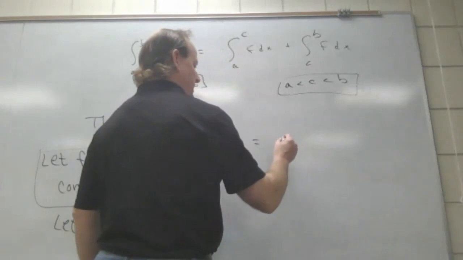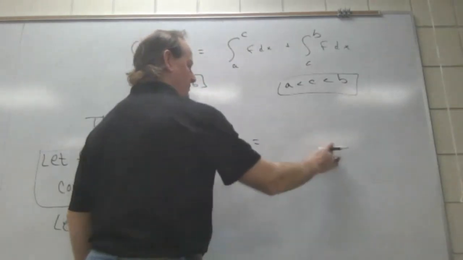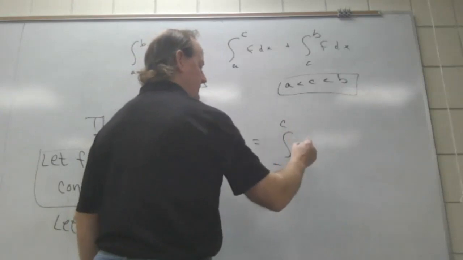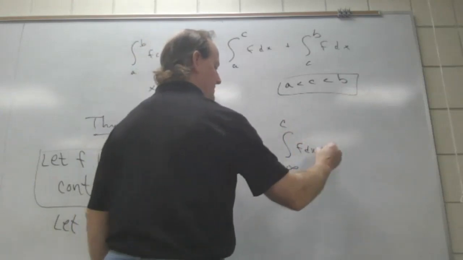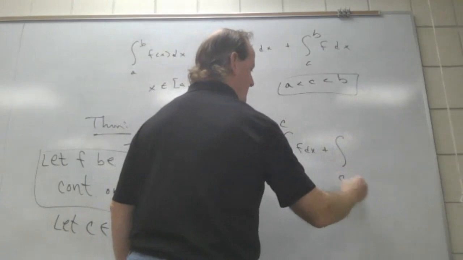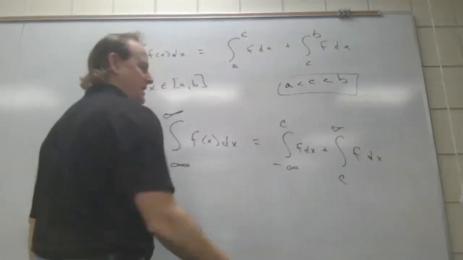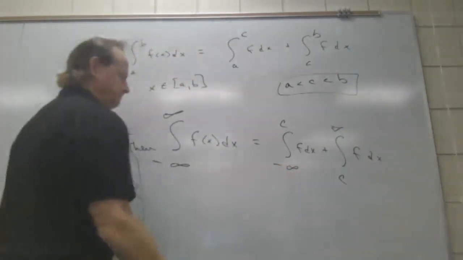So this is going to be, I'm just going to draw the in-between one for you real quick, negative infinity to c of f dx plus the integral from c to positive infinity of f of x dx, right? But how would I do this now?